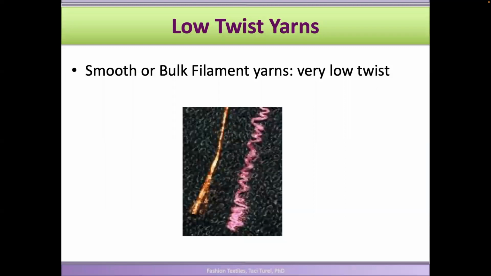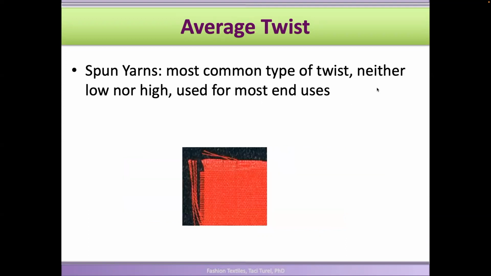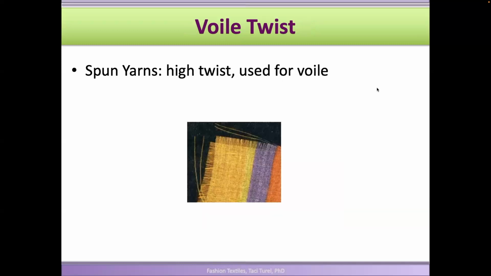Smooth or bulk filament yarns generally don't require a lot of twist. Spun yarns, it depends. If you're going to make flannel fabrics, flannelettes, blankets, those types of fabrics, and you're going to nap the surface, which means you create a fuzzy surface by brushing the surface of the fabric, they have a napping twist in general. Average twist is the most common type of twist, so it's an average amount of TPI. It's used for most fabrics.